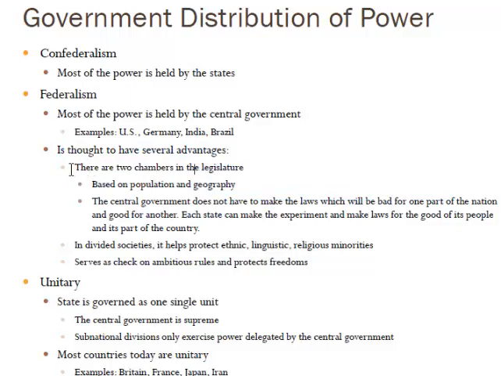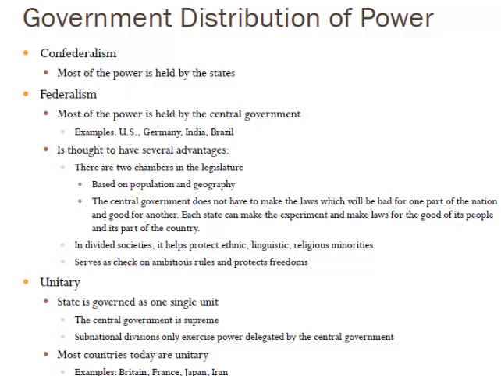But anyway, in the United States government, you have the two chambers in the legislature. In other words, our Congress has two houses, the House of Representatives and the Senate, based on population and geography. The Senate, for example, has two senators from each state, whereas the House of Representatives has 435 districts from throughout the country. Really, the connection between this and federalism is that one of the principles upon which our government is based is the splitting of power.